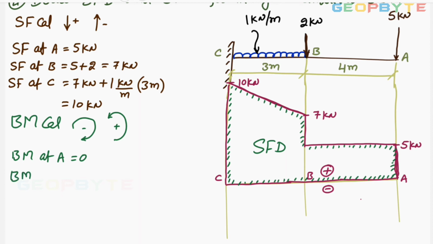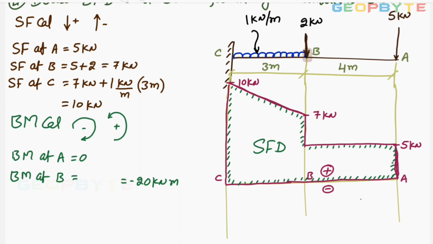Next, what is the bending moment at B? Just count how many loads are there before B. Before B, only one point load is there. That point load multiplied by the distance up to B gives the bending moment at B. That is giving clockwise moment. 5 into 4 is giving clockwise moment. Clockwise moment is negative. Minus 5 into 4, it is equal to minus 20 kilonewton meter. That is how you can find the bending moment at A. Let me write it clearly.